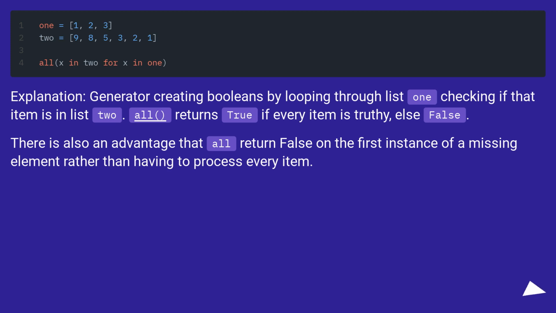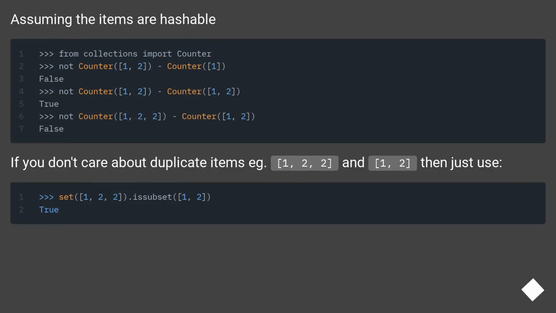Explanation: a generator creating booleans by looping through list 1 checking if each item is in list 2. all returns true if every item is truthy, else false. There is also an advantage that all returns false on the first instance of a missing element rather than having to process every item. Assuming the items are hashable.